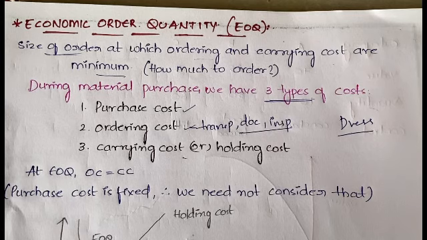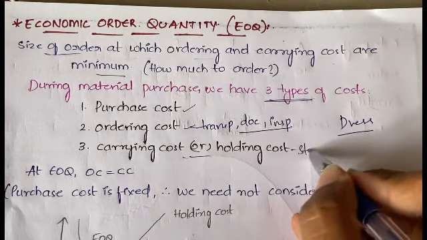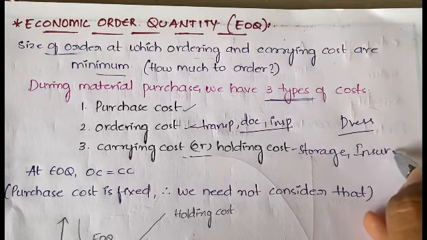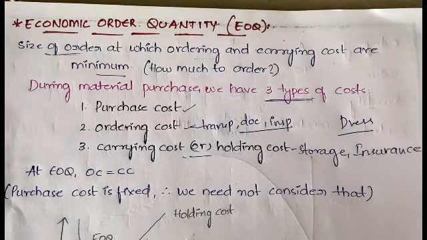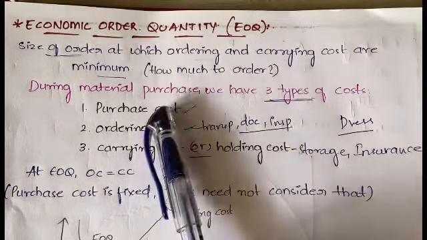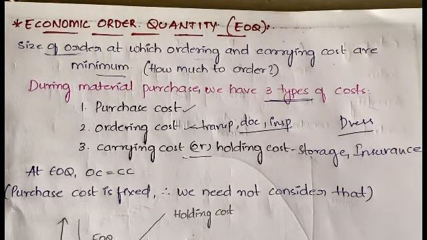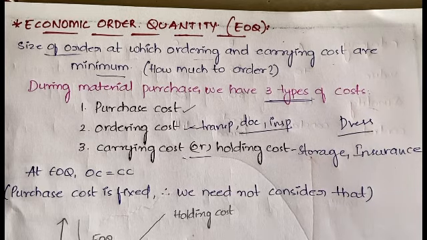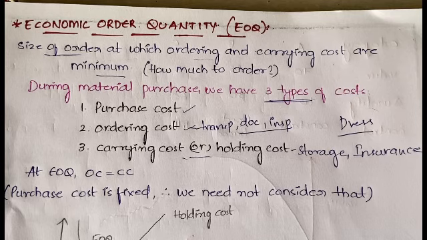Moving over to the carrying cost: storage cost and insurance all come under the carrying or holding cost. You can call it holding, or you can call it carrying. So purchase cost is the exact amount that you pay for the material. Ordering cost is all about transportation, documentation, inspection, etc. And carrying cost is the cost required to store the material, and the insurance that you pay for the material in case of fire accidents or anything else. That is called the carrying cost.